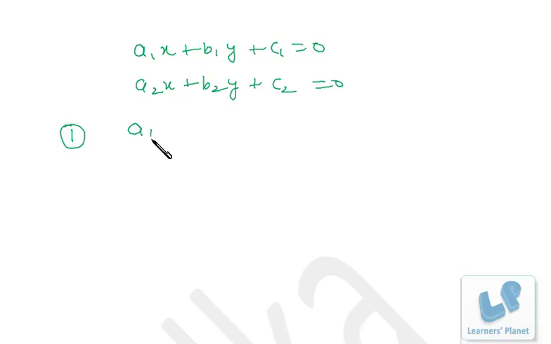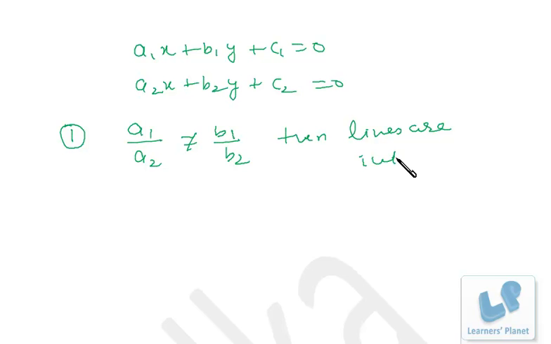Now if a1 by a2 is not equal to b1 by b2, then the lines are intersecting. That means you'll be getting one solution for the lines. Here a1, a2 are the coefficients of x, and b1, b2 are the coefficients of y, right?